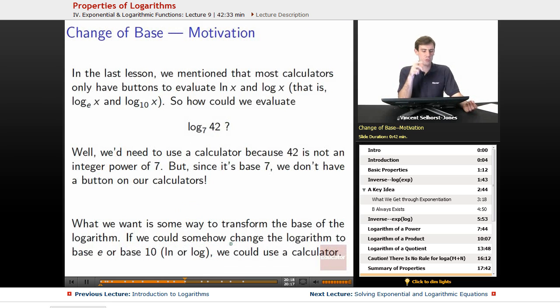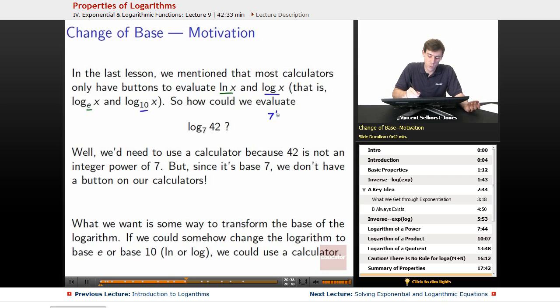All right, now we're going to switch gears to a new idea. In the last lesson, we mentioned that most calculators only have buttons to evaluate natural log of x and log x, ln x and log x. That is log base e, right? That's what natural log means. And log without a number means base 10. So how could we evaluate something like log base 7 of 42?